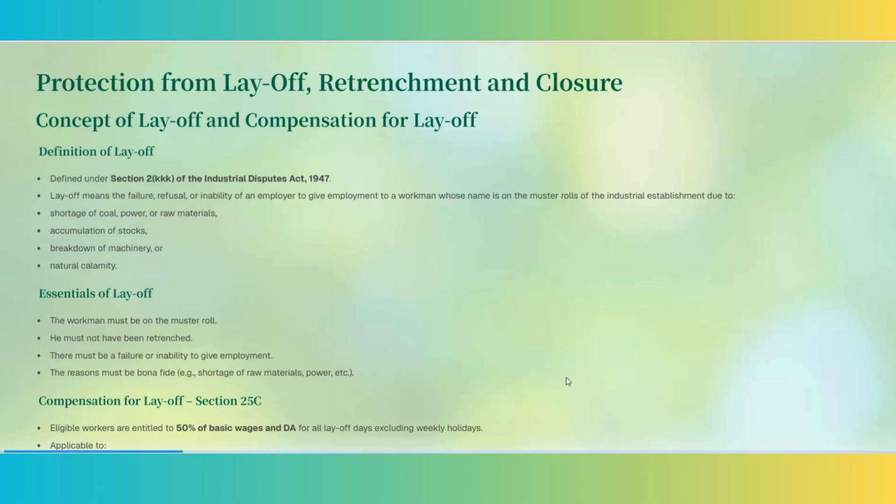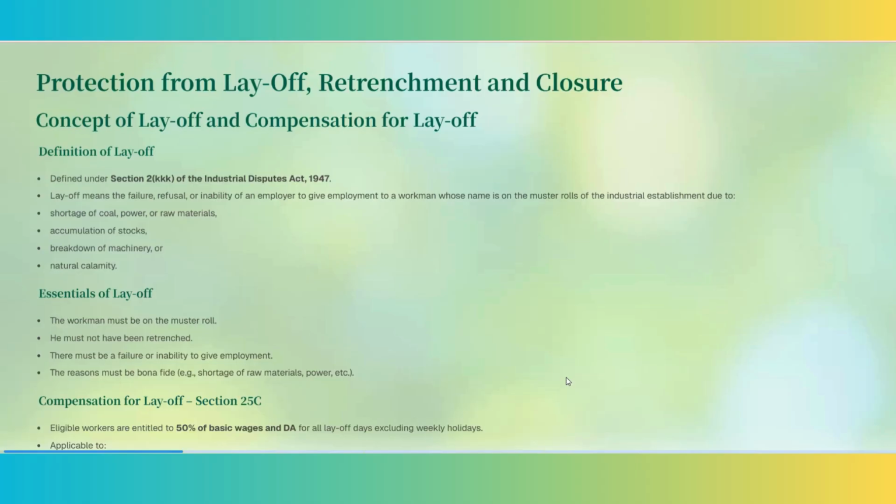Now coming to what are the essentials of layoff. The workman must be on the muster roll as per Section 2(kkk). He must not have been retrenched. In the next slide, I would be dealing with retrenchment. There must be a failure or inability to give employment on the part of the employer. The reasons must be bona fide, such as shortage of raw material, power, etc.